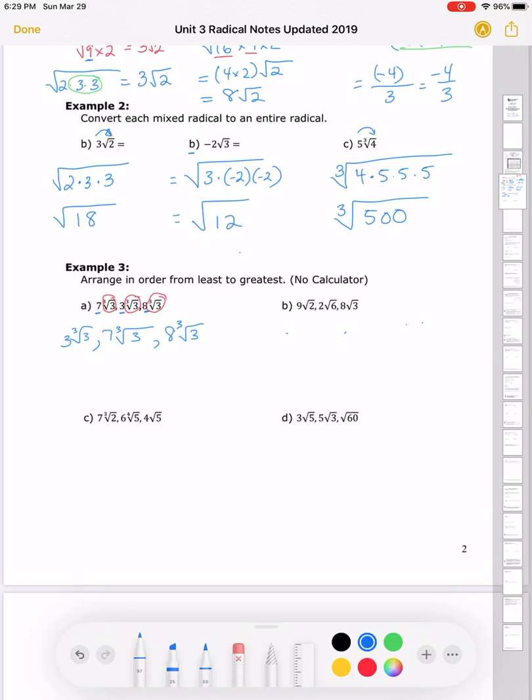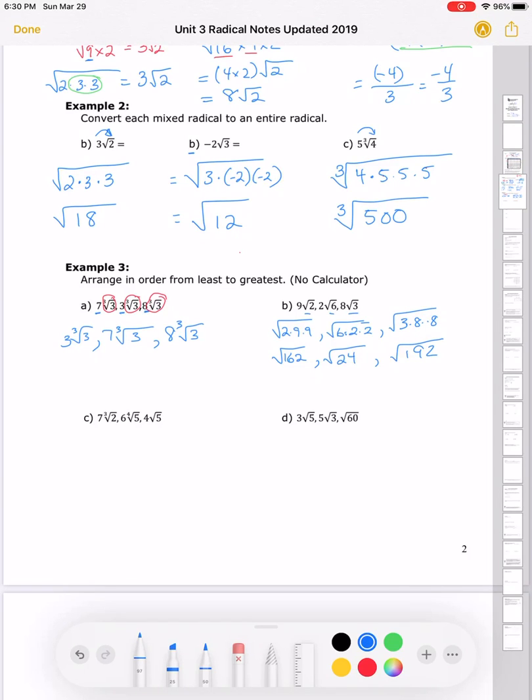Now the next one's not as easy because they're all different sizes under the radical. We have a 2, a 6, and a 3. So we're going to change them all to entire radicals. With the first one, this is going to be 2 times 9 times 9, which when we multiply that through, we'll get root 162. The next one will be 6 times 2 times 2. When we multiply that through, we get 24. And the last one, we're going to get 3 times 8 times 8, so that would be root 192.